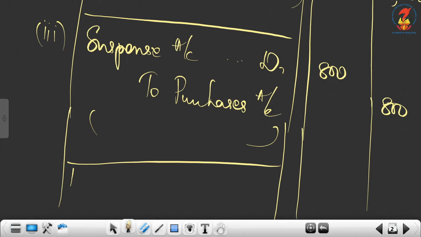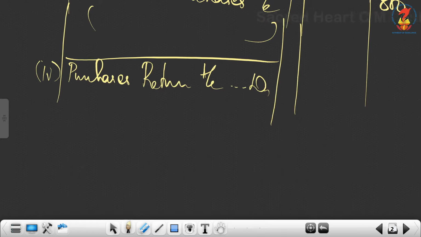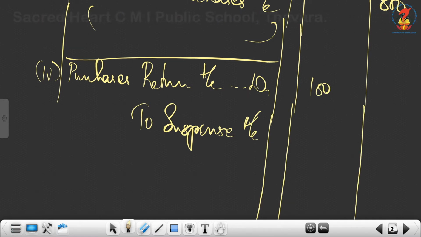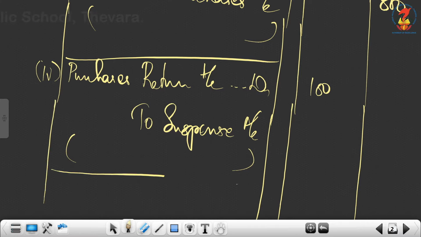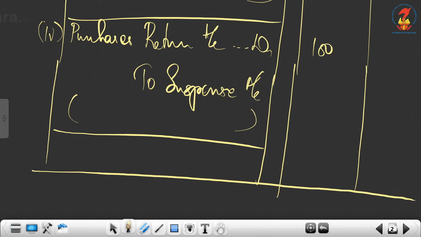Understood? So the journal entry will be like purchases return account debited to suspense account. The amount is the difference 100. Okay, you can write the narration after this, and then you can close this journal.